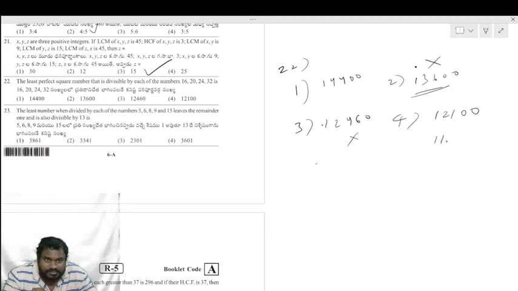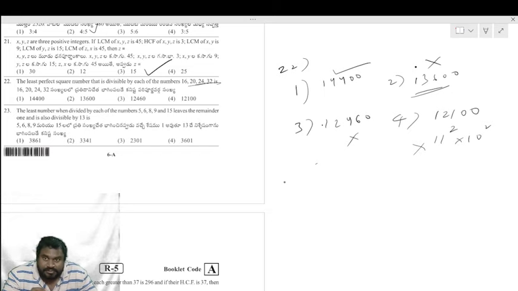12100, this is a perfect square: 11 square into 10 square. But you have to verify whether it is divisible by these numbers. Divisible by all of these numbers means divisible by the LCM of these numbers, and it should be divisible by the individual numbers also. There is no multiple of 16, 20, 24, 32 here, so obviously it cannot be divisible. So directly you can conclude this as the answer, but I'll verify it.